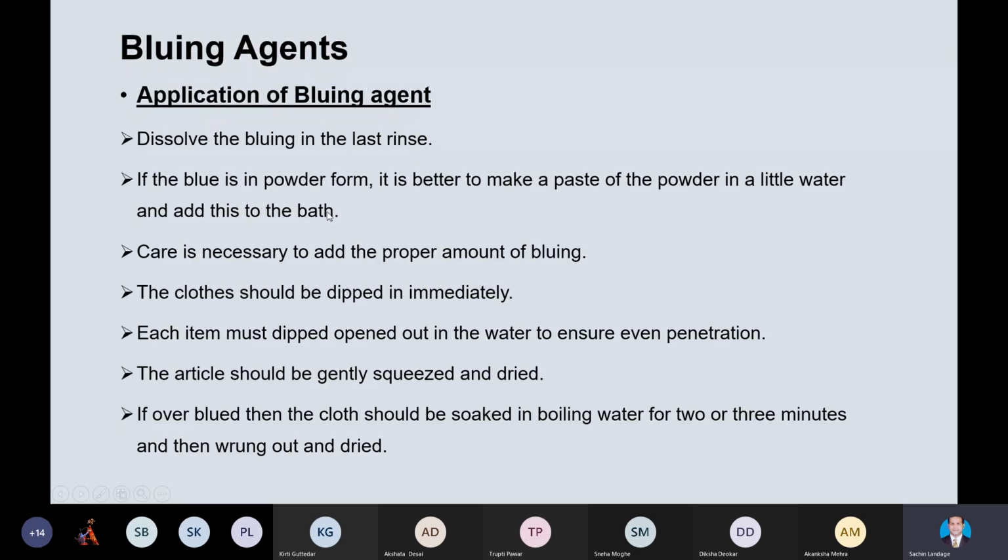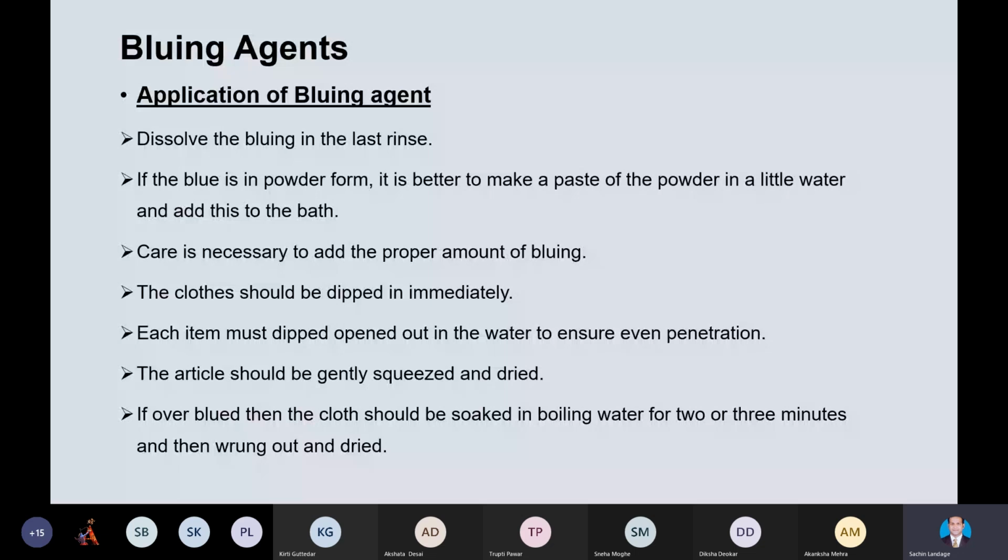Whatever the powder is, initially we have to dissolve the powder in the last rinse bath. Whenever we get the bluing agent in powder form, initially we have to dissolve it in a small quantity of water. It is just like what we do during dyeing. The dyes are dissolved in a small quantity of water, and later we add it to the bath in the required quantity. Likewise, over here we have to dissolve the bluing agent in a small quantity, and then add it to the bath.